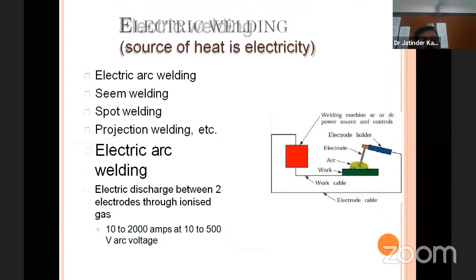So in electric welding, you will study electric seam welding, spot welding, projection welding. Like you see in your vehicles, like a car, there are thousands of spot welds. The sheets are joined with the help of spot welding. Sometimes seam welding is used here, but spot welding is commonly used. You can see those spot welding joints, right?